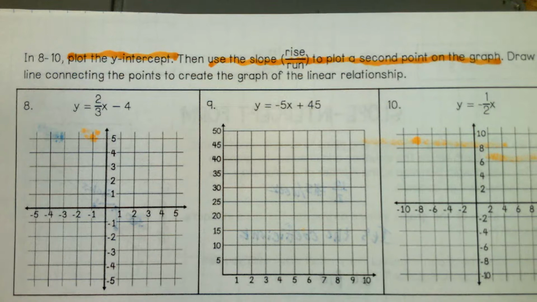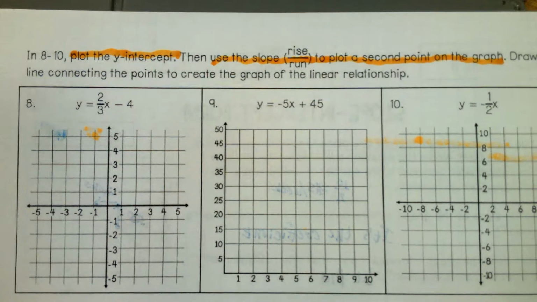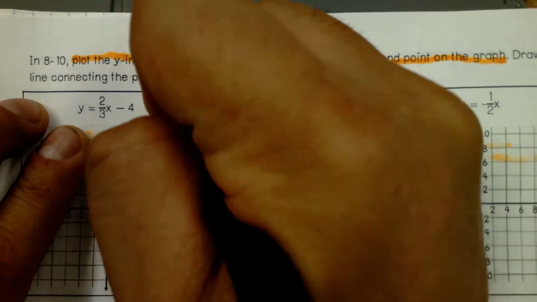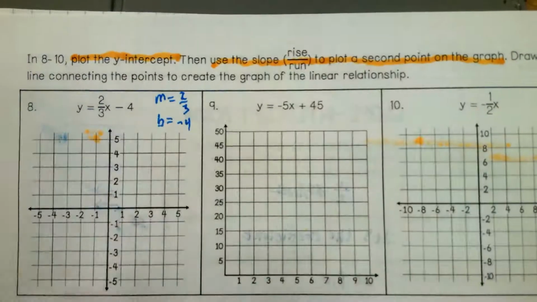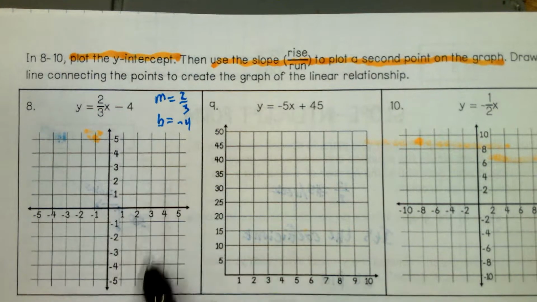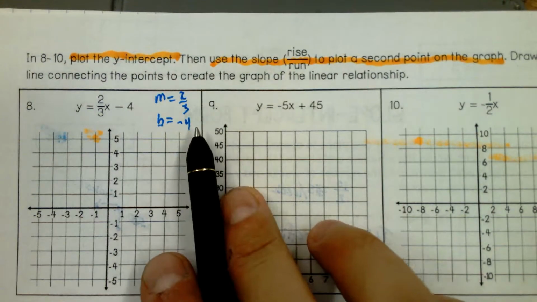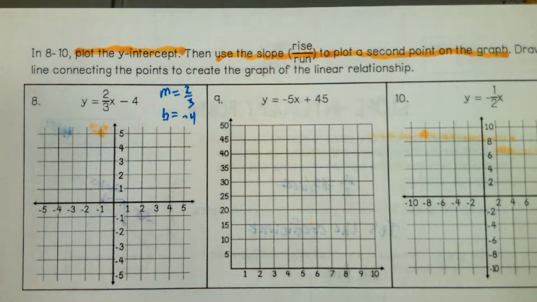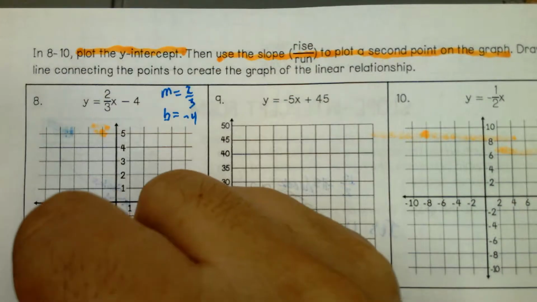So this is where our rulers come into play. Okay, so what I'm going to do first is I'm going to write M and B. And the first number I always identify is the slope, 2 over 3. The second number, the y-intercept, negative 4. Okay, so the directions say plot the y-intercept. So where am I plotting negative 4? Where am I finding negative 4? On the x-axis or the y-axis? The y-axis. It's always on the y-axis. So here's negative 4 on the y-axis.